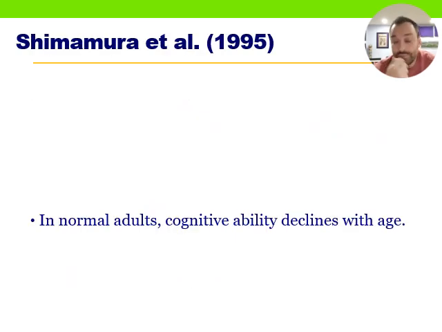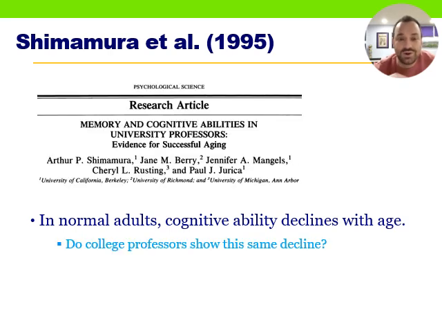Here's the example that we're going to use. Probably doesn't surprise you to learn that in normal adults, cognitive ability, things like reaction time, fluid intelligence, and so on, tends to decline as we get older. These researchers wanted to know whether that same pattern holds true in a sample of university professors. Do university professors show age-related declines in cognitive ability?